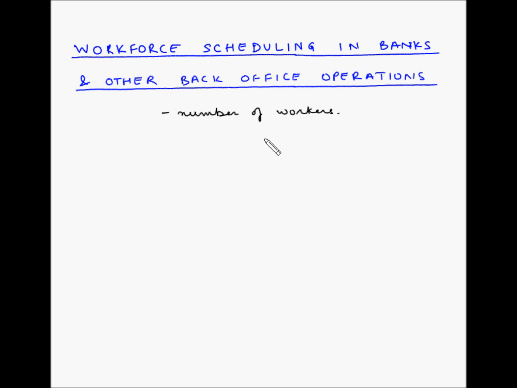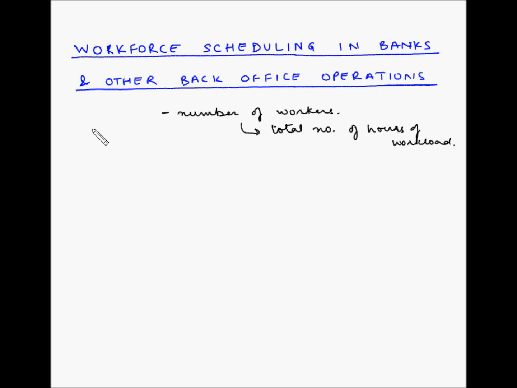Now, in order to find the number of workers, if we know the total number of hours required for the workload to be completed, then we can easily find the number of workers because each worker would work for 8 hours a day. So, in order to find the number of workers, we need the total number of hours of workload.